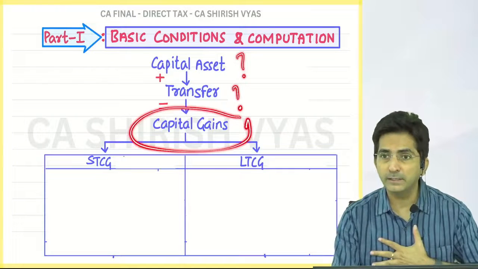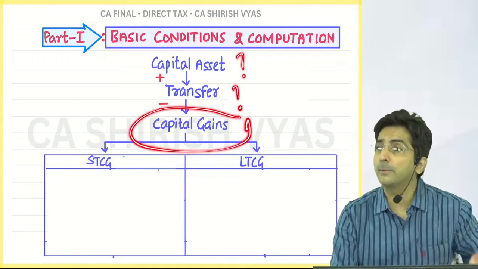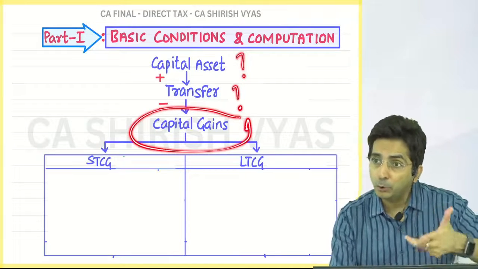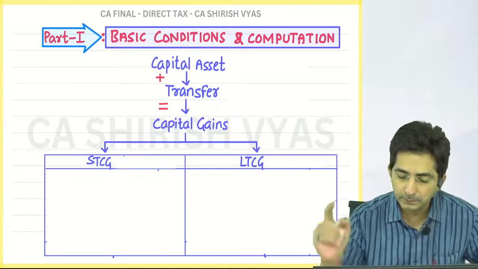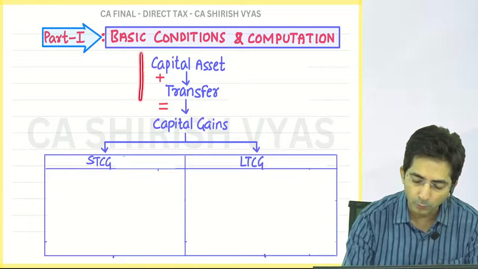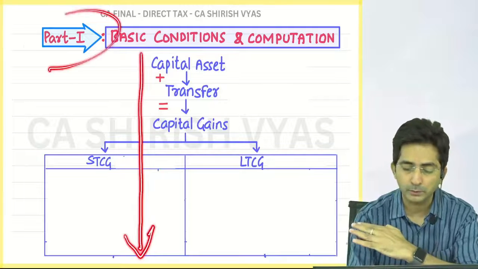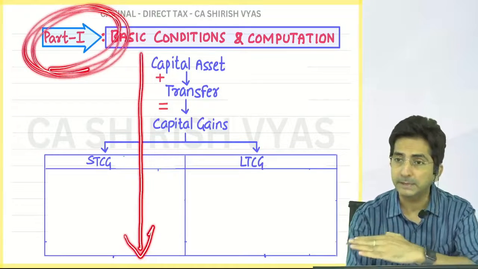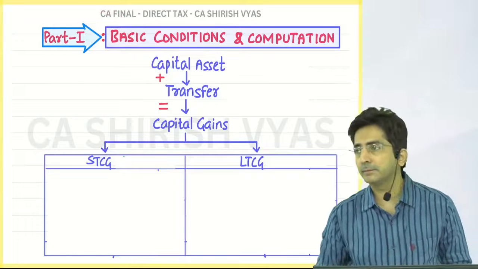And once you are convinced that yes, capital gains will come, the next target is how to compute. So first is when to compute and then how to compute. So tell me one by one. See, my plan is what you know. Please look at the screen. I will go in this flow. And once I reach here, our part 1 is over. Basics, okay. So tell me one by one, what is a capital asset?